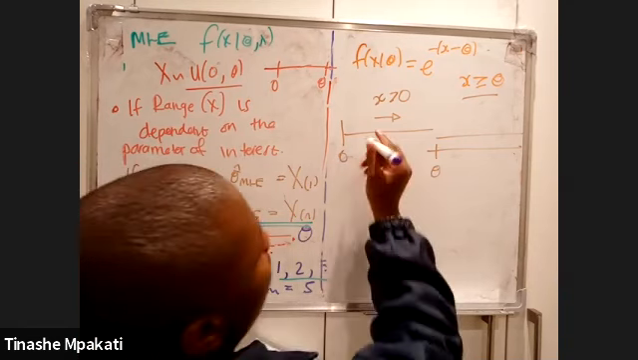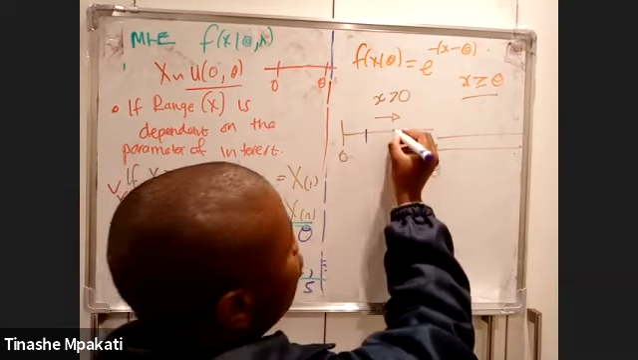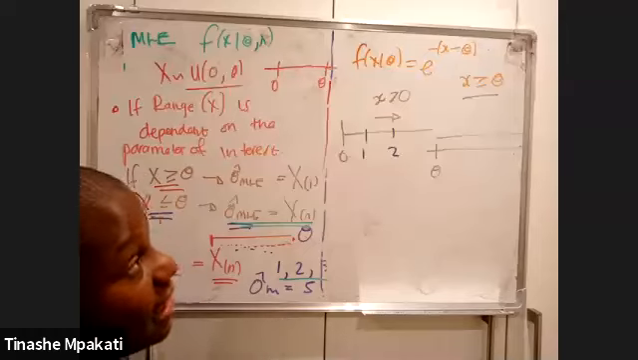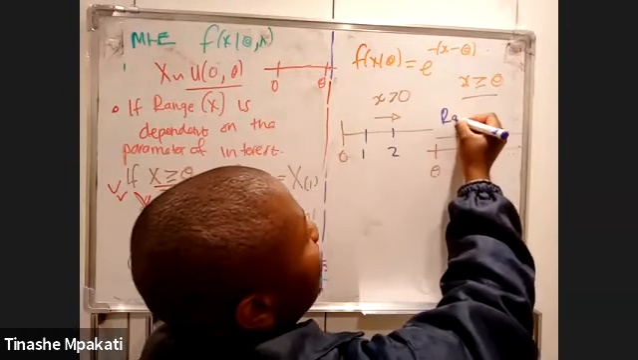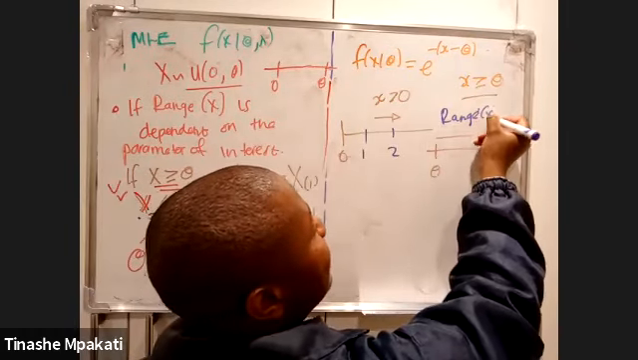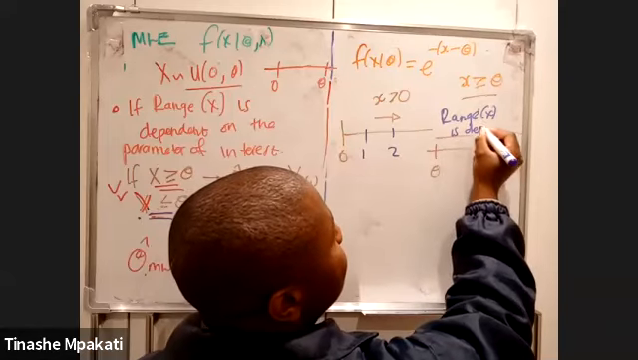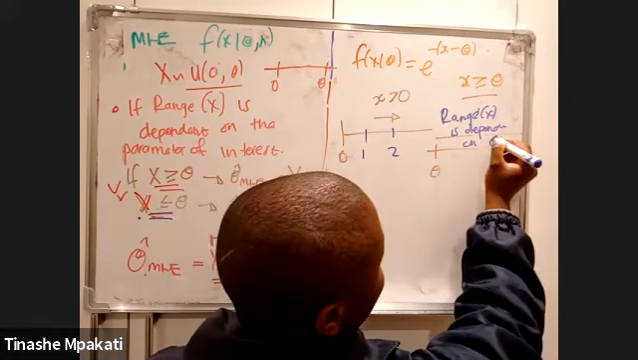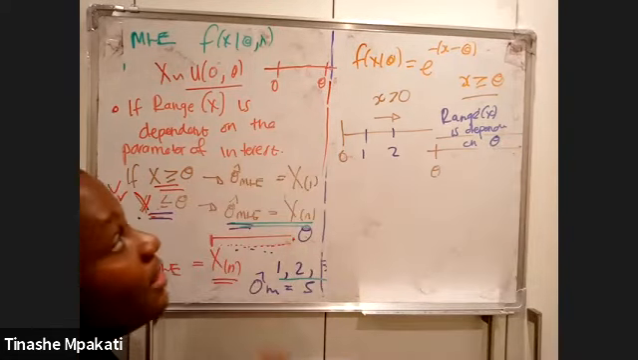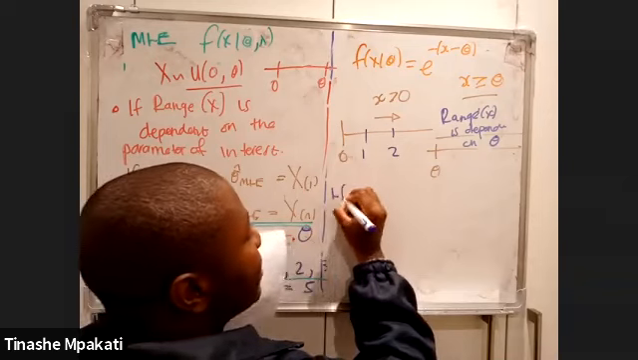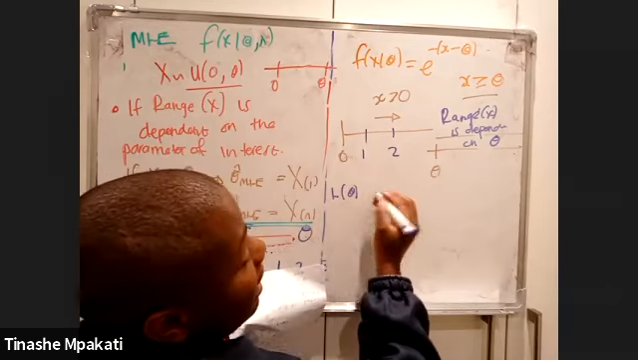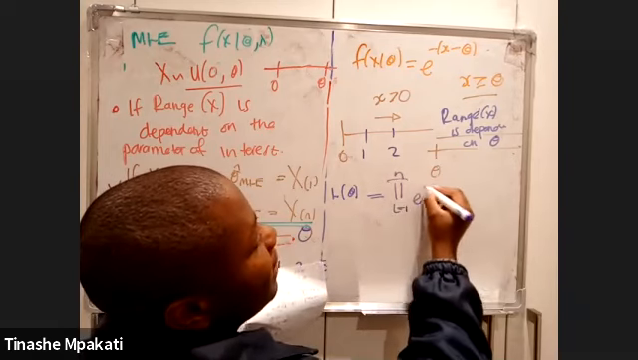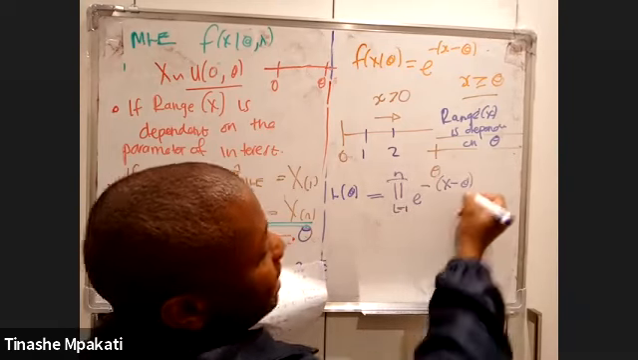But if my theta was 1, it could have been there. If my theta was 2, it could have been there, going onwards like that, right? Which definitely now shows us that this range of our x here is dependent on what? On our parameter, which is theta, which means that when we find our likelihood function first, it is the product from i equal to 1 to n of e to the power minus (x minus theta), like that, right?